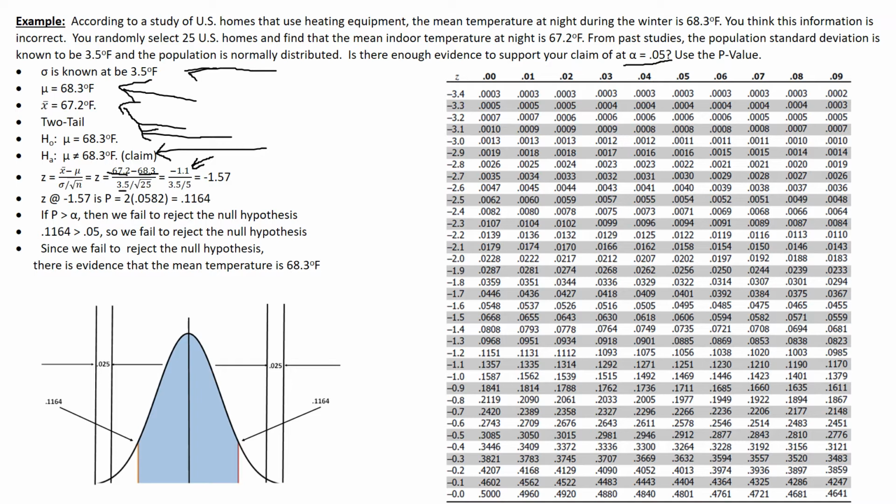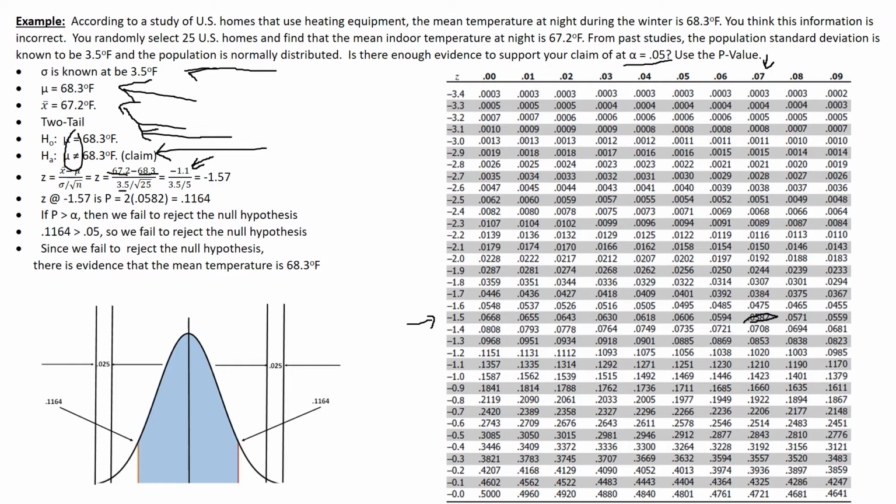Let's see what negative 1.57 is. There's negative 1.5 right there, and here is 0.07. So negative 1.57 is 0.0582, 5.82%. But it's two-tailed because I have an equal or not equal. Whenever you have an equal or not equal, that is a two-tail. So 2 times 0.0582 is a total of 0.1164.